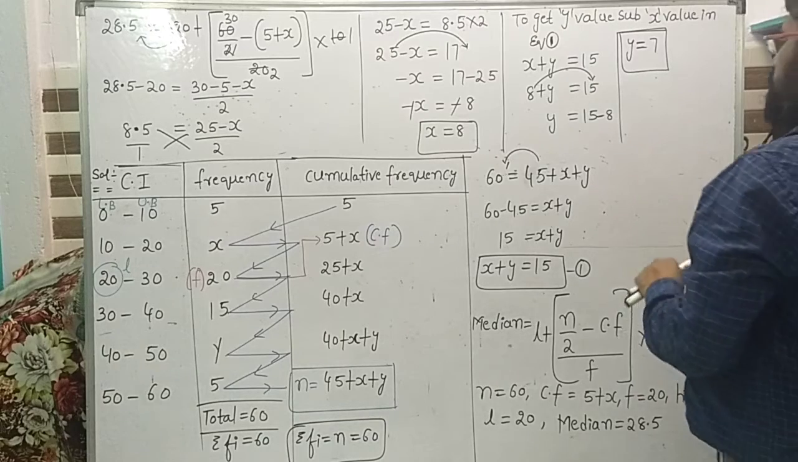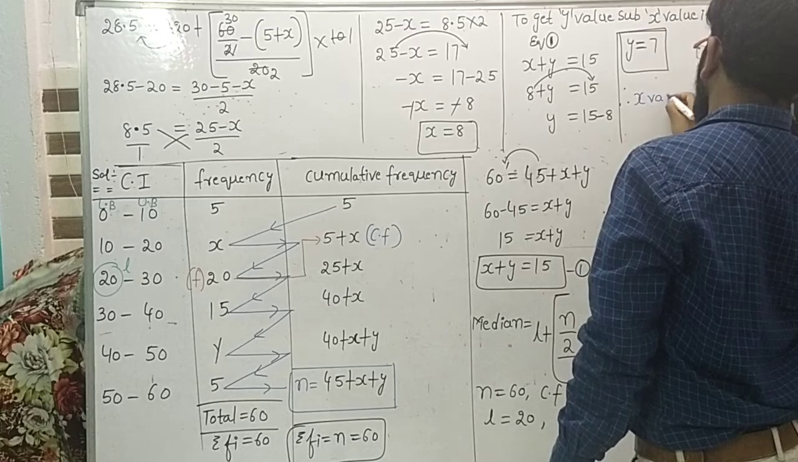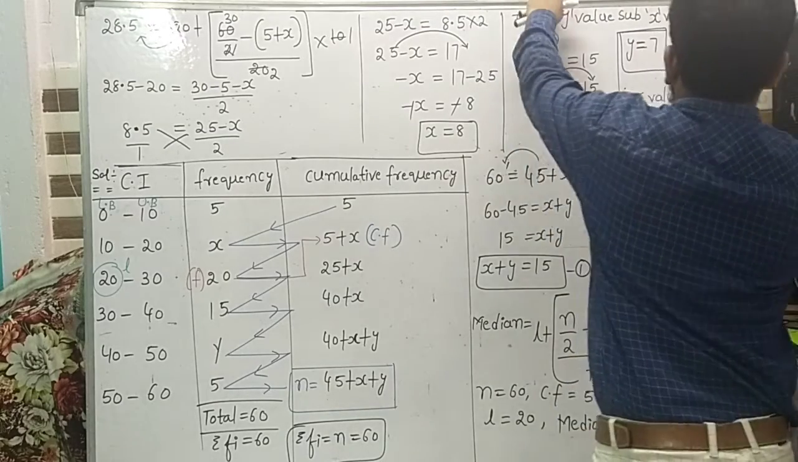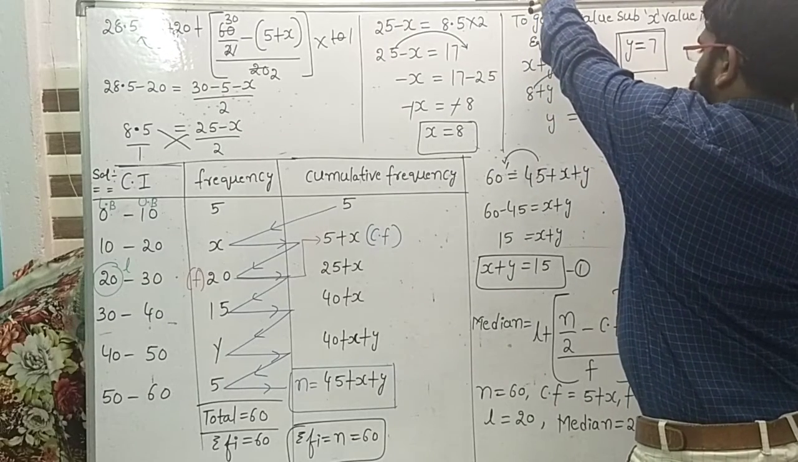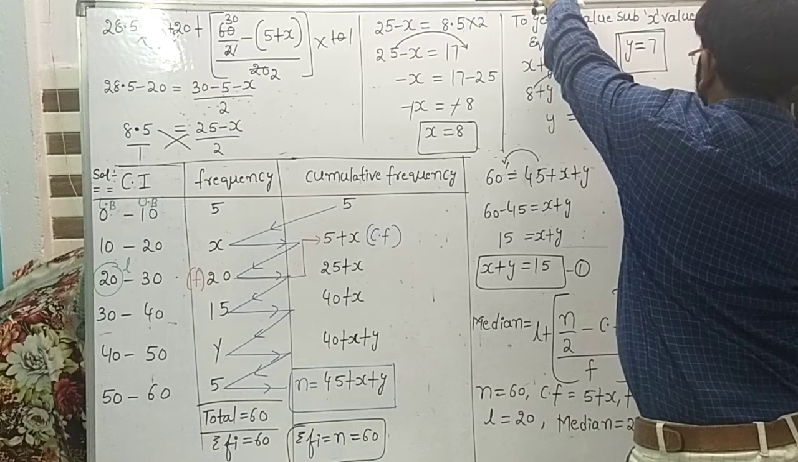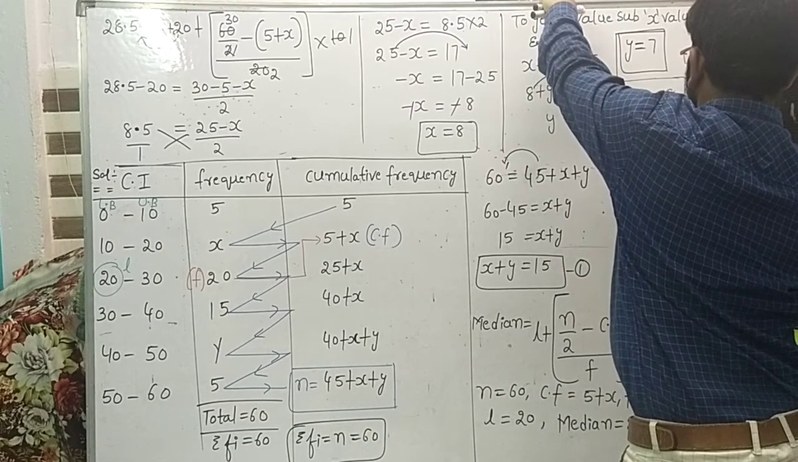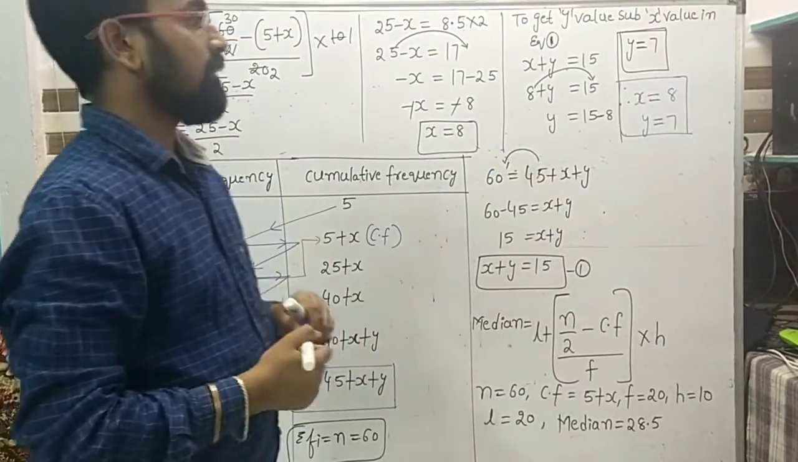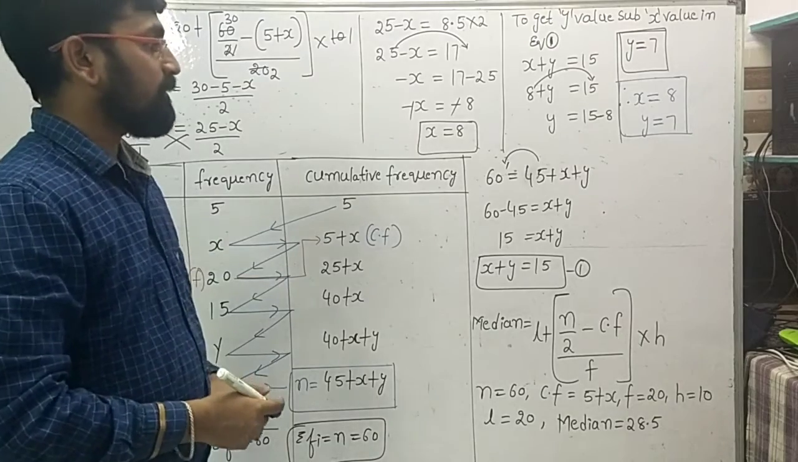At last, you need to write the final answer. Therefore x equals 8, y equals 7. That's it. They are the missing frequency values.